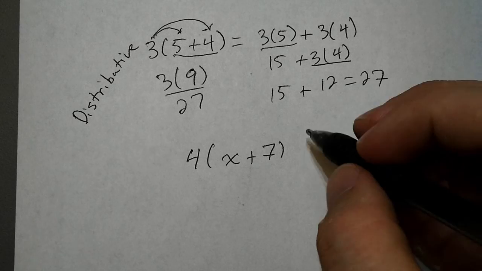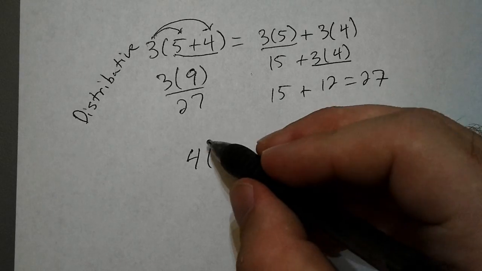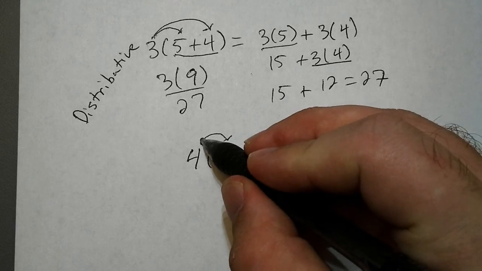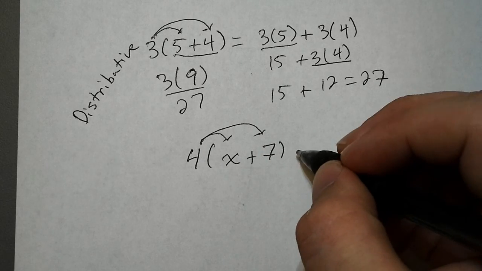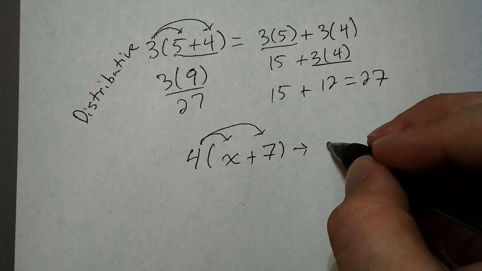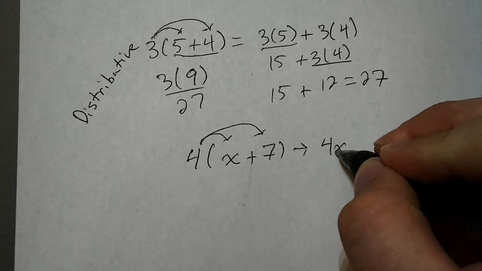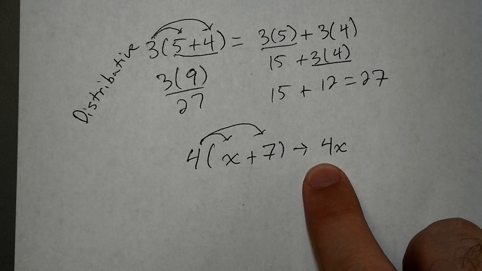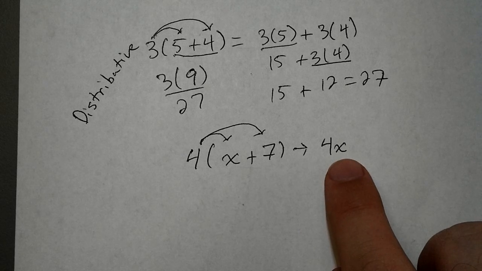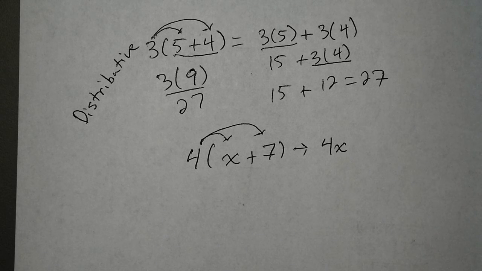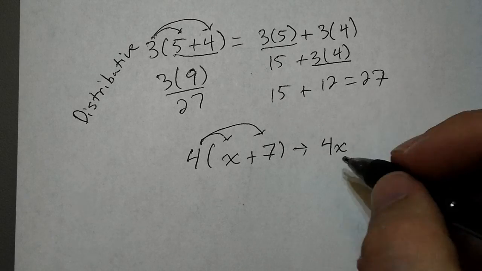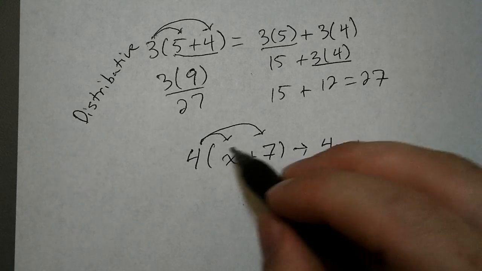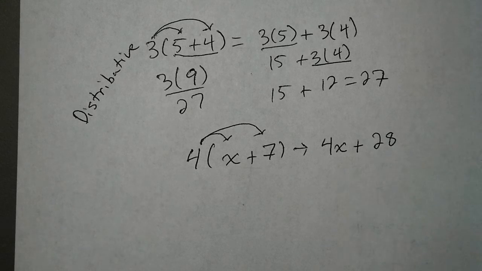So what I could do to rewrite this expression is distribute this 4 out to both values, which would turn into 4 times x, which is just 4x, because whenever a number touches a letter, that means multiply. Please say that. When a number touches a letter, it means multiply. And then we're still going to have adding in between. 4 times 7 is 28. So we simplified that expression using the distributive property.